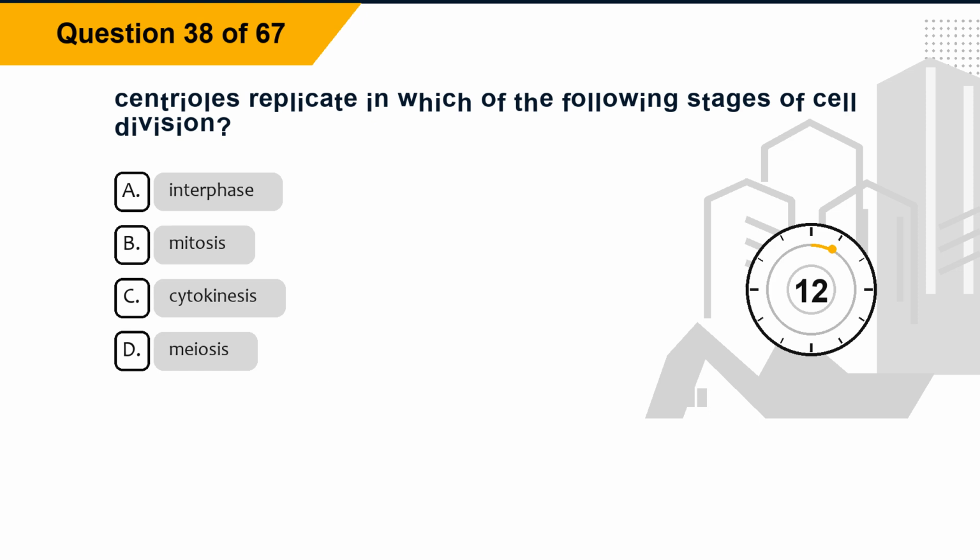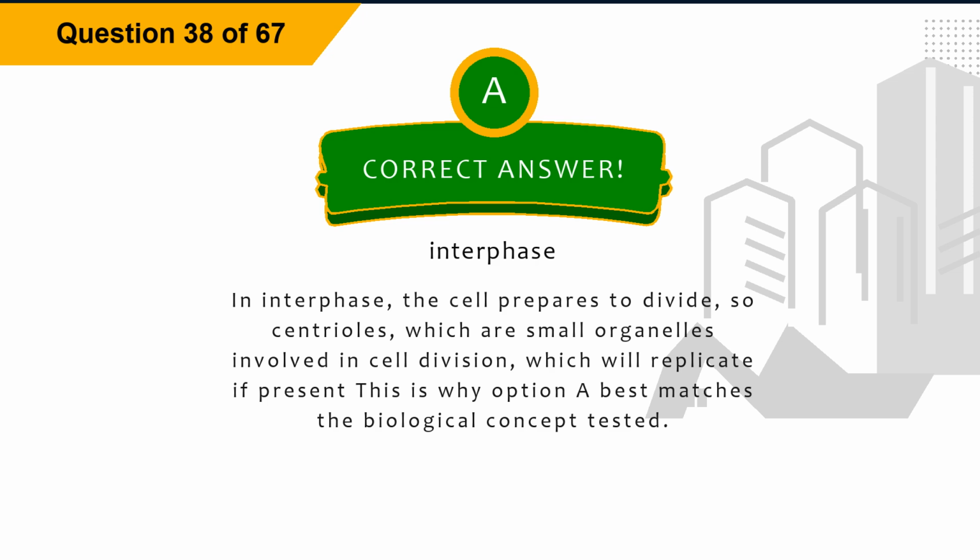Question 38. Centrioles replicate in which of the following stages of cell division? Option A, interphase. Option B, mitosis. Option C, cytokinesis. Option D, meiosis. The correct answer is option A, interphase. Explanation: in interphase, the cell prepares to divide, so centrioles, which are small organelles involved in cell division, will replicate if present. This is why option A best matches the biological concept tested. Question 39.